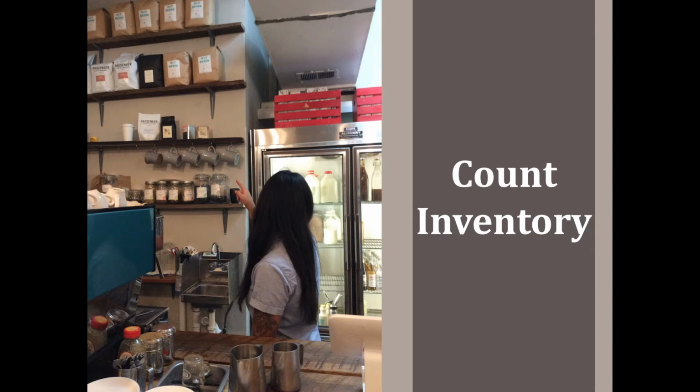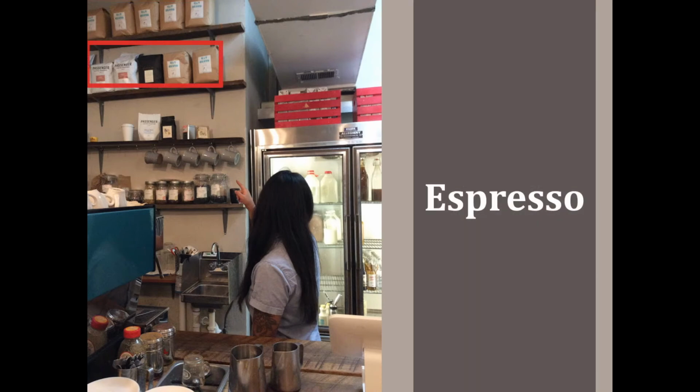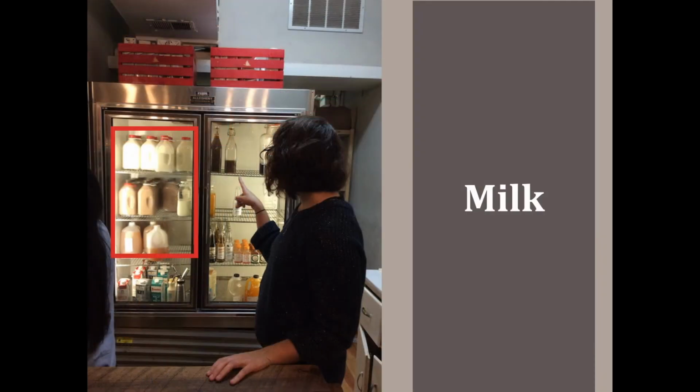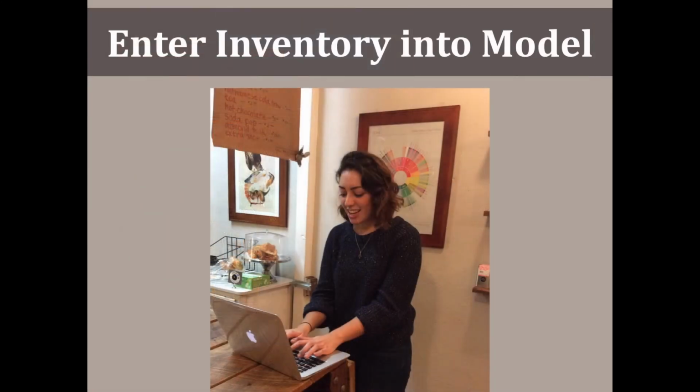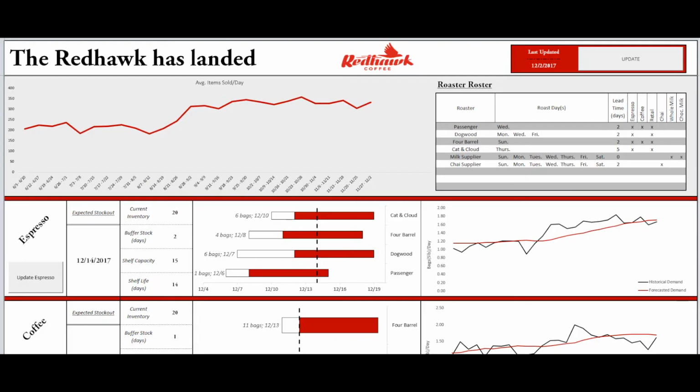For Redhawk to utilize this model, it will first count their inventory of bulk coffee, espresso, retail bags, milk, and chai. Next, they will enter the inventory into the model. The dashboard of the reorder tool summarizes relevant sales and reorder information for Redhawk. When Redhawk updates the tool to determine information for their next order, they will enter the current inventory level, the desired buffer stock, the shelf capacity, and shelf life for each of their inventory categories.